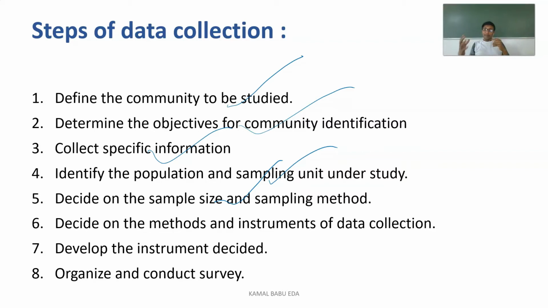Next, we should decide which methods and instruments we need for data collection, whether we want to get it through questionnaires or through interviews. In such a way we need to decide the methods. Next, we need to develop the instrument that is decided. For example, if you are focusing on a community regarding their traditions and customs, and you want to use a particular tool to obtain the data, you have to develop an instrument. Here instruments refer to the questionnaires or the techniques used to collect the data, and you have to interpret the data. Next, organize and conduct the survey.